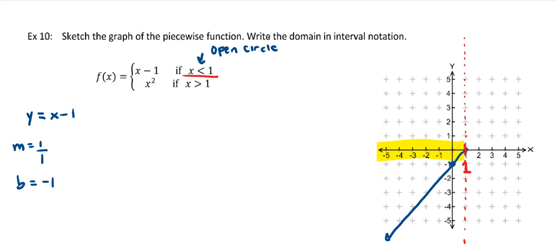But we do have to be careful that at the part where the graph hits x equals 1, we're going to leave ourselves an open circle. I've exaggerated that quite a bit.